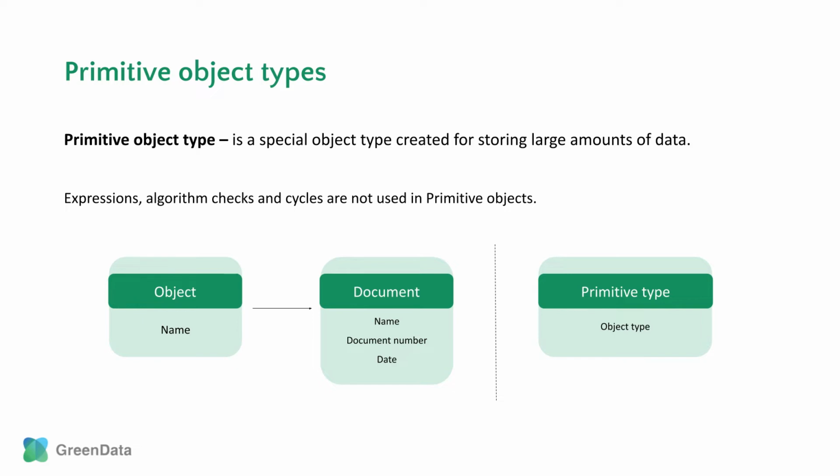There are no expressions, algorithms, or attributes in the primitive object type. The primitive type is only used to store a large amount of data. It is most often used either for integration or for reporting, that is, displaying tables. Primitive objects do not use expressions and algorithms for checks, life cycles, and other things. It is important to note that the user cannot configure access rights of primitive objects. The use of functions for distributing or taking access rights to primitive objects is impossible.